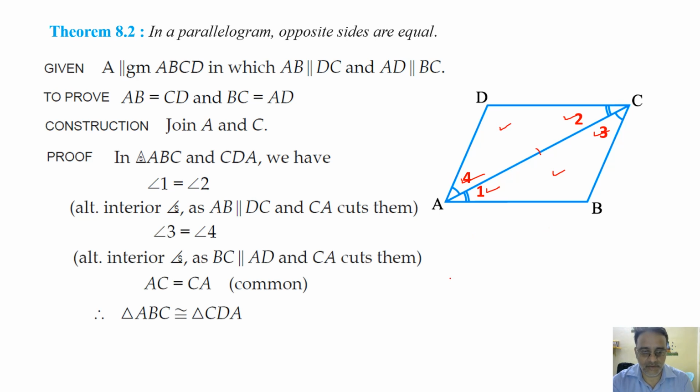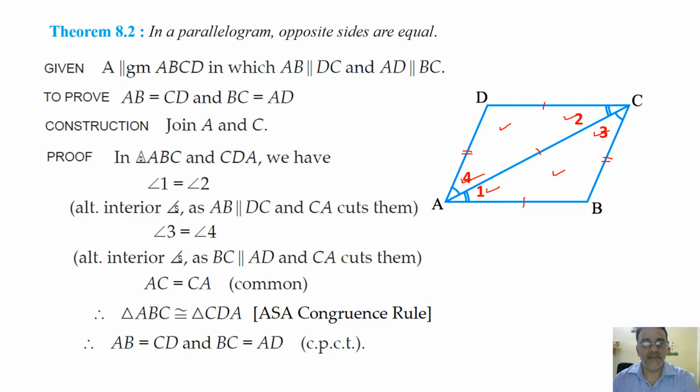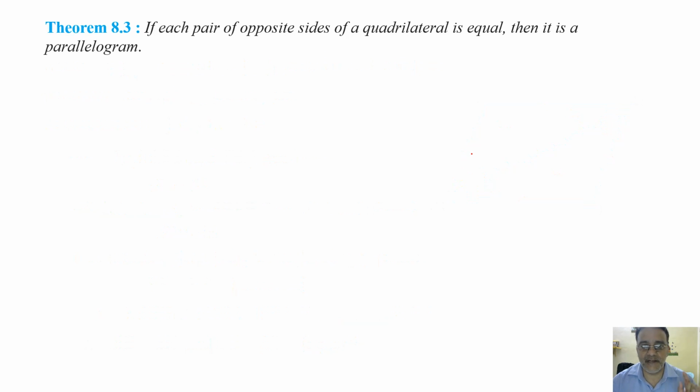ASA. Right, very good. So now we can say that AB is equal to CD. Why? CPCT. And BC is equal to AD, same reason. Okay, so now we'll move towards theorem number 8.3.